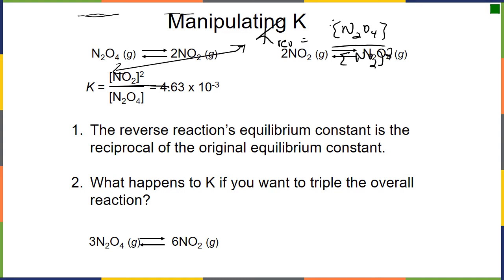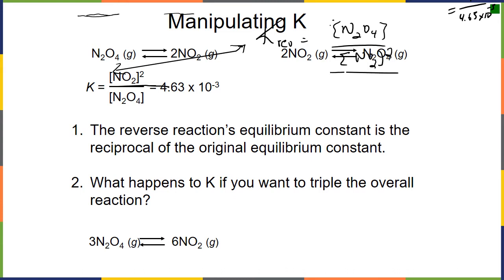So in this case, if we plug in and do the math, we're going to invert it, and we get that the new K is equal to a value of 216, just taking 1 over 4.63 times 10 to the minus 3. All right, so that would be if we reverse it.